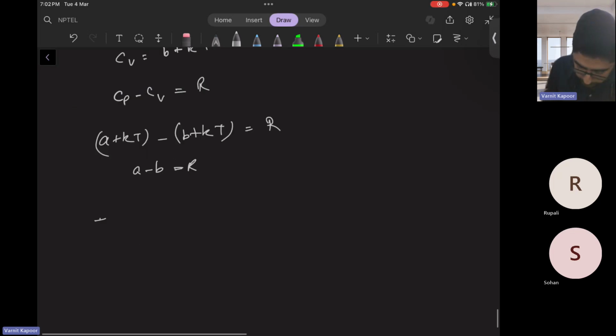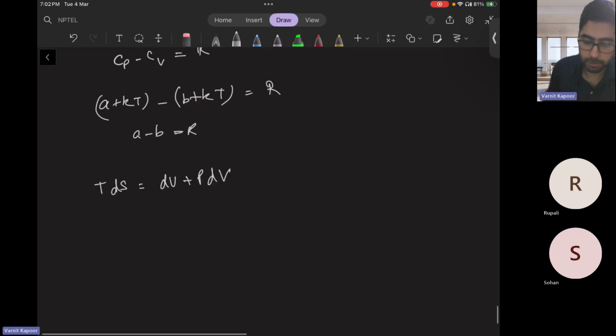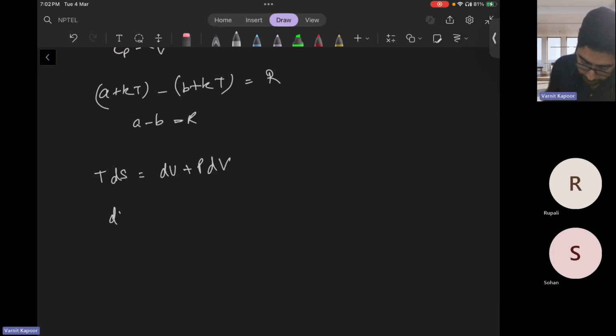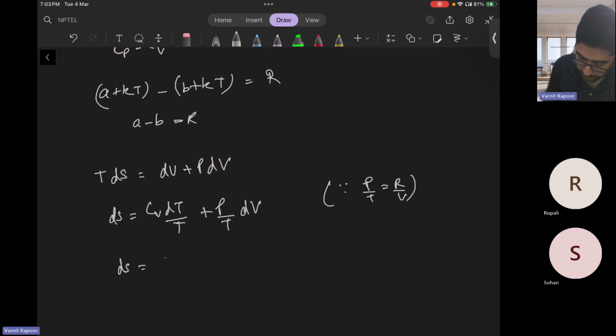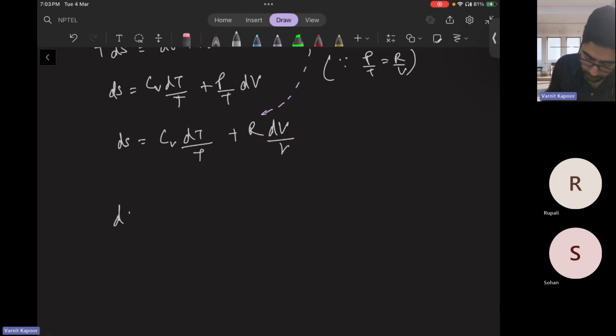Okay. Now you know the equation, since TdS is dU plus PdV, dS can be written as Cv times dT by T plus P by T dV. And since you know again, P by T can be written as R by V, put that. So dS is Cv dT by T plus R dV by V. Now you put this R from here to be A minus B.